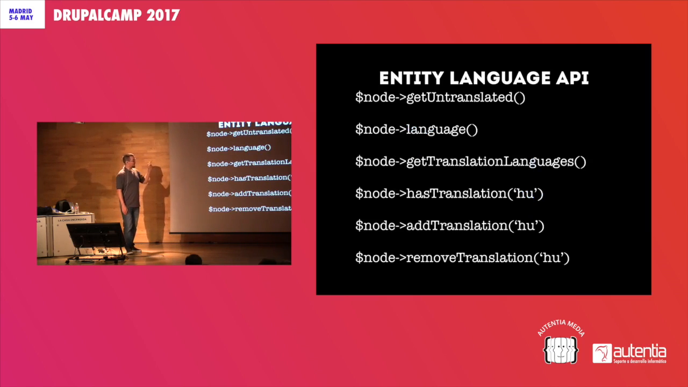In the same way, we have methods for getUntranslated, for getting the source entity, the original entity that was translated. We have the language method for getting the language object for this entity. GetTranslationLanguages gives you all the language objects that this content has been translated to. And we have hasTranslation. We have APIs for adding a translation or for removing them. So any operation we need to do in your content translation can be done from the API.